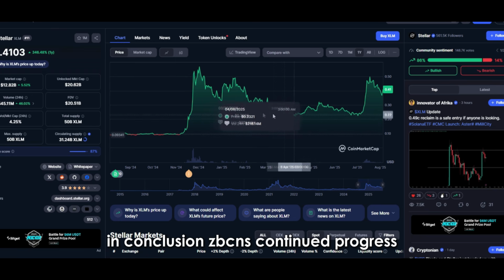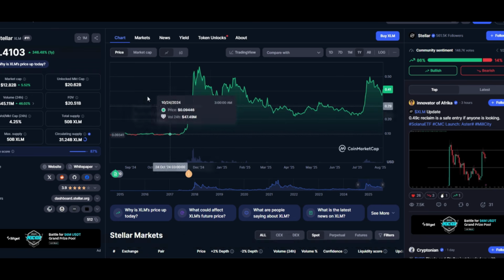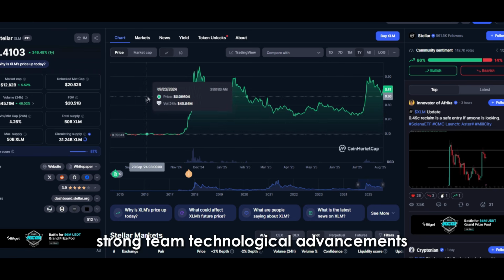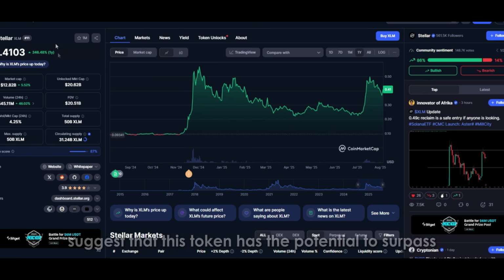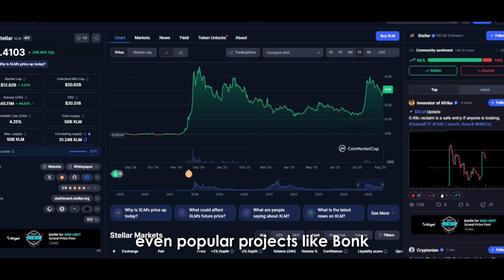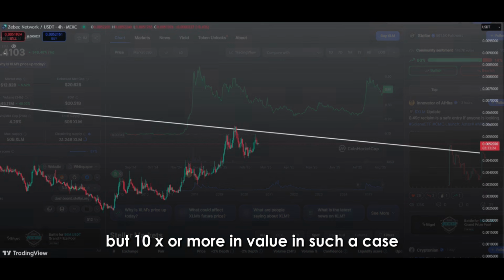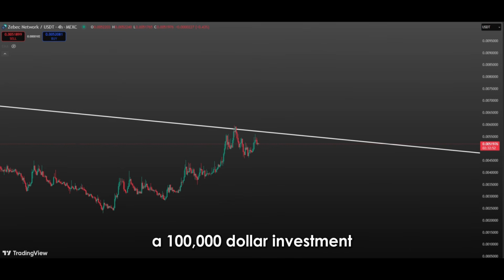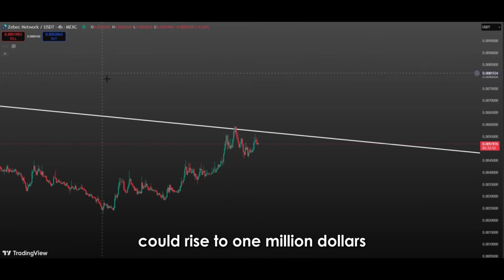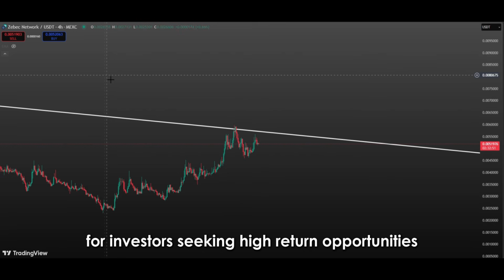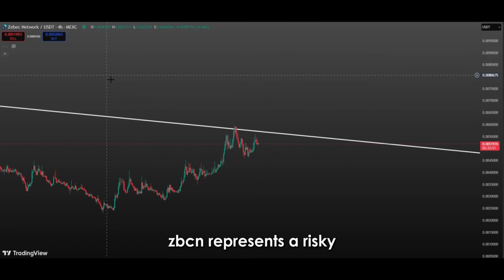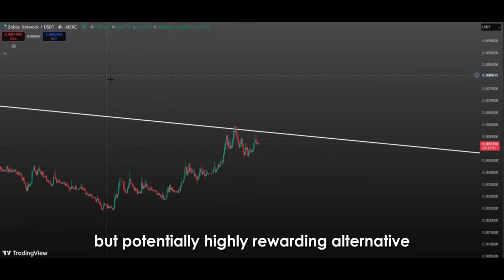In conclusion, Zbcn's continued progress, strong team, technological advancements, and strong community engagement suggest that this token has the potential to surpass even popular projects like Bonk in the future. If this scenario materializes, Zbcn could increase not just 2x or 3x, but 10x or more in value. In such a case, a $100,000 investment could rise to $1 million. For investors seeking high return opportunities, Zbcn represents a risky but potentially highly rewarding alternative.